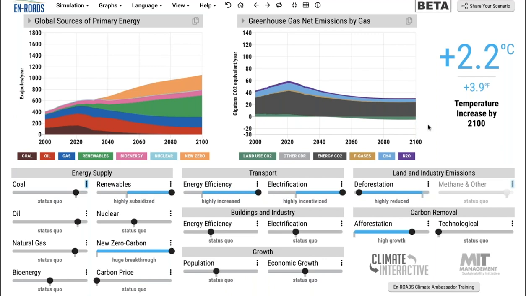We don't have another decade. We don't have 2 decades to start working on climate change. The work has already begun, and we need to ramp it up quite fast.